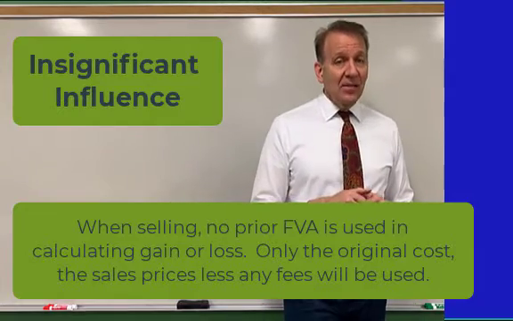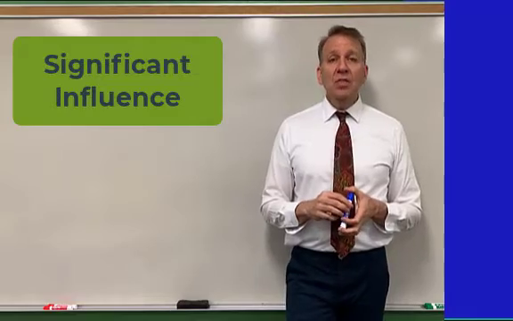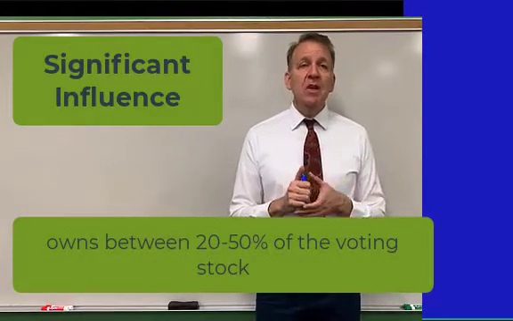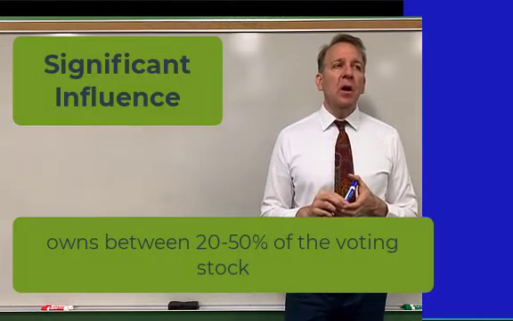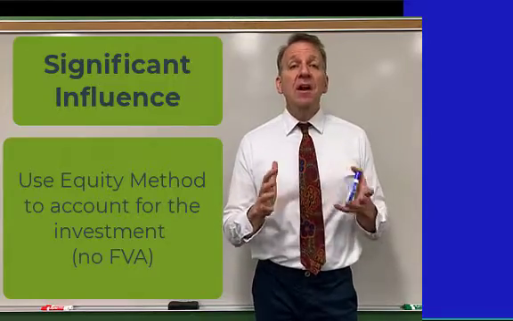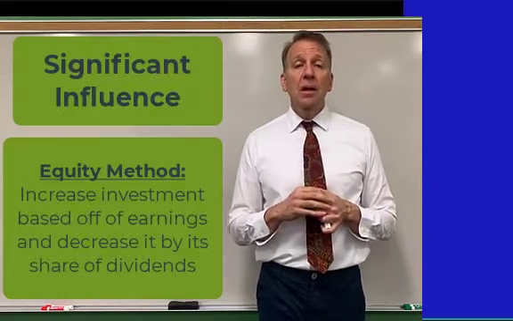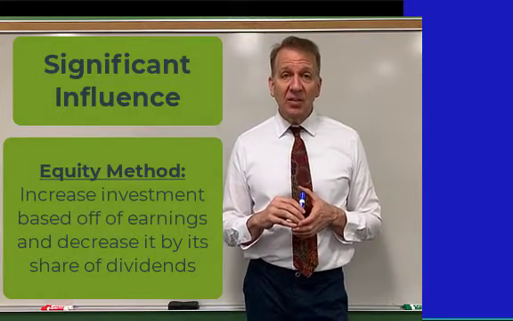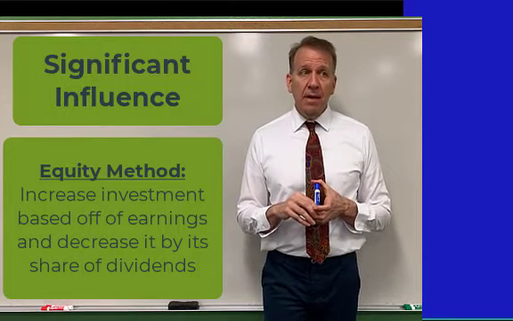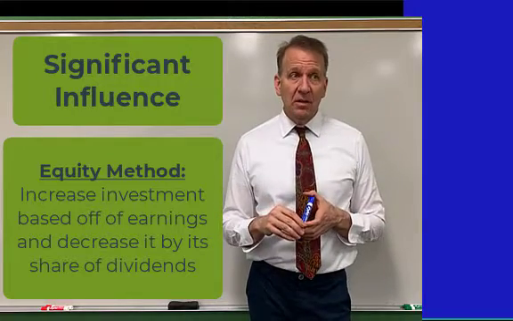All right, so that's insignificant influence. The next one is significant influence. And this is when the purchaser, the company or the purchaser, when they have between 20 and 50% of the voting stock of the company, they'll record this using the equity method, okay? Which basically is there's no fair value adjustment. The business would increase the investment based off of the share of earnings that this company had. The business would decrease the investment by the share of any of the dividends that they received, okay?